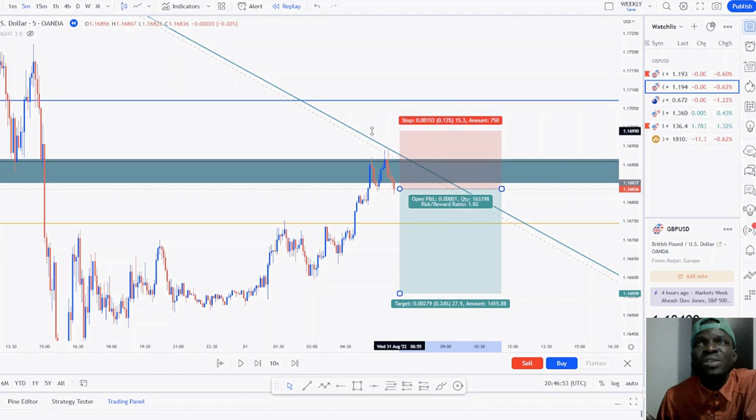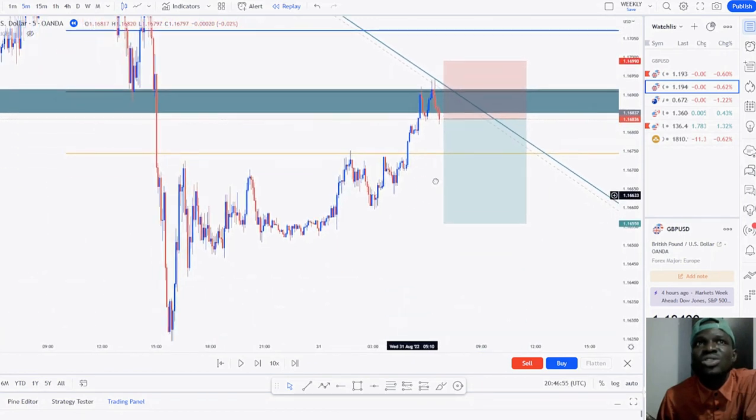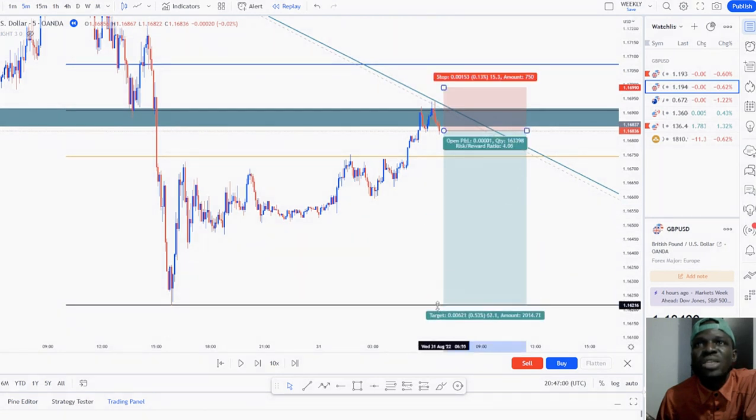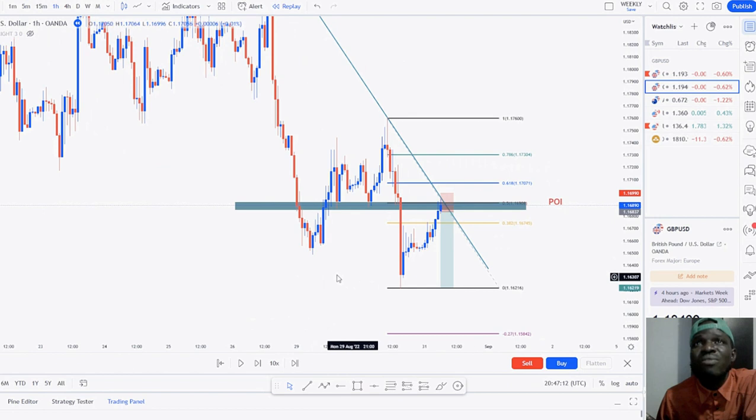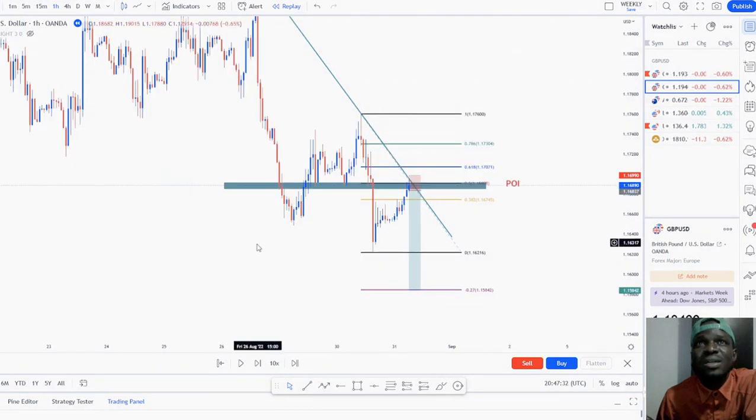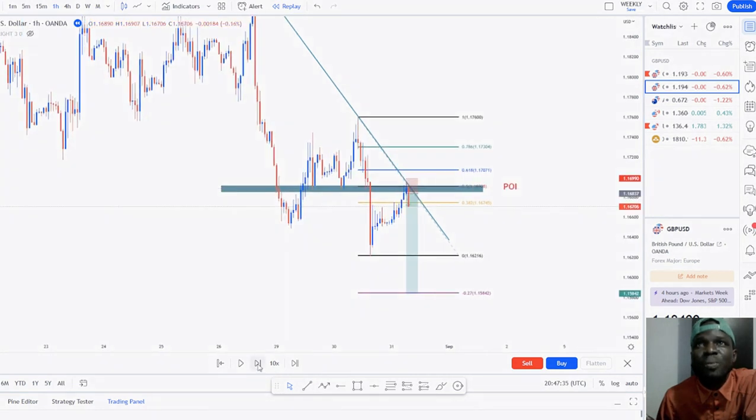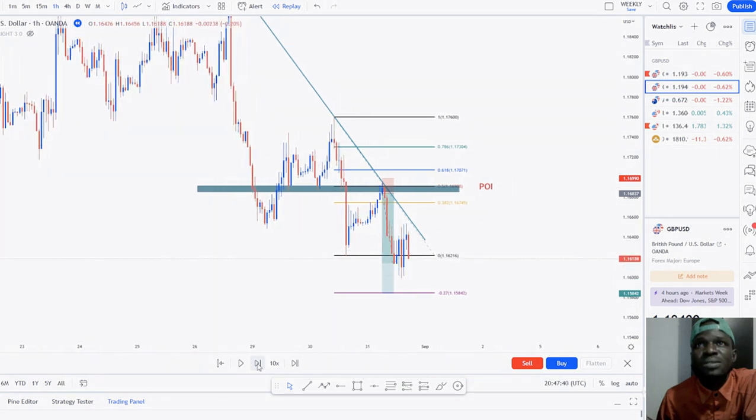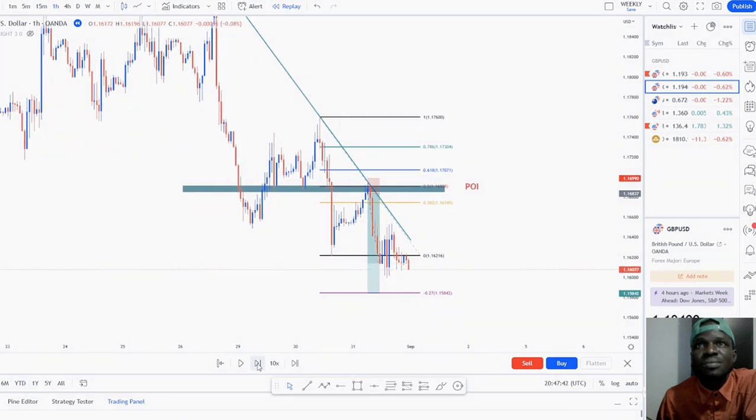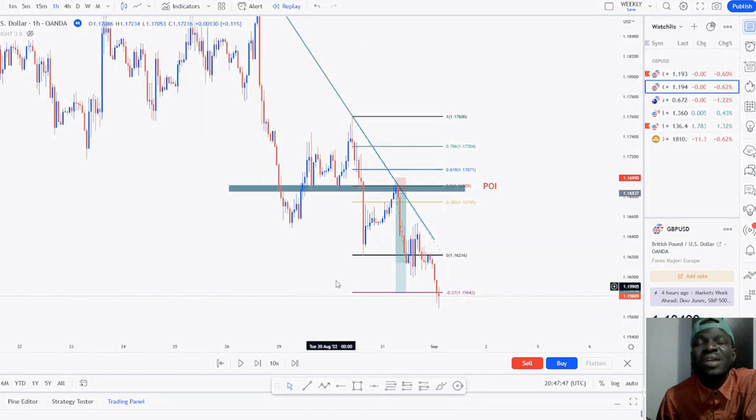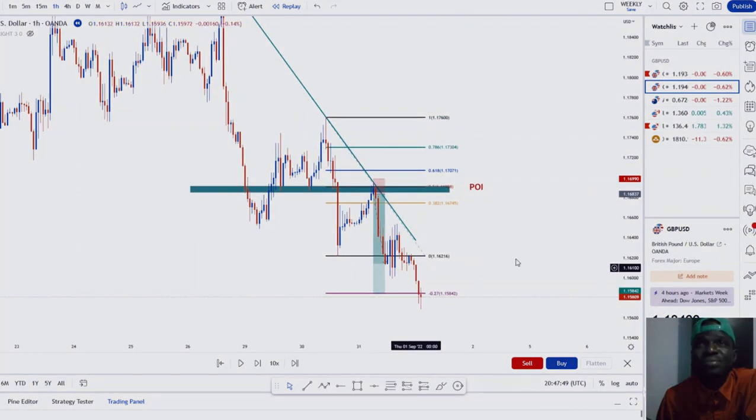Now we are risking about 15 pips in this trade. Our first target is going to be the 100% Fibonacci level, while our final target is going to be the extension of the Fibonacci level. Now let's play the candle. Can you see the direction of the market? Boom. Price has reached our final take profit.